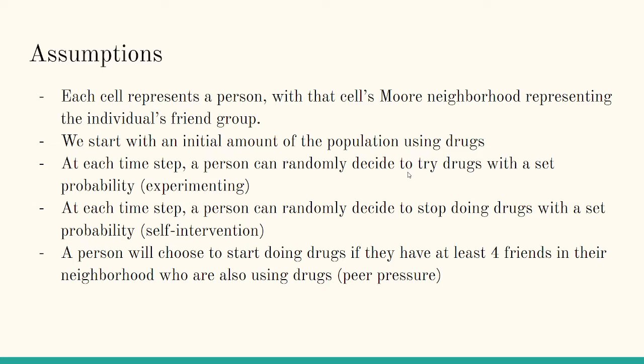And then the assumptions we made were that each cell represents a person, and we used a Moore neighborhood to represent the individual's friend group. We started out with an initial population of people using drugs, and then at each time step, a person can decide to start using drugs, or if they're already using drugs, they can decide to stop. And the rule that we implemented was that if a person has at least 4 friends in their neighborhood who are also doing drugs, they will start doing drugs. And so it ended up being a model of peer pressure.